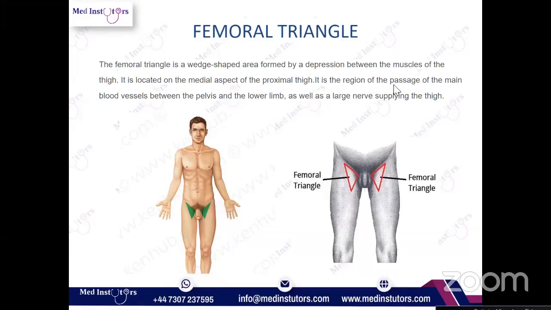It is the region of passage of main blood vessels between the pelvis and the lower limb, as well as a large nerve supplying the thigh. So this is a basic introduction. What is the femoral triangle? Again, you can see here, it is a wedge-shaped depression which is located on the medial aspect of the proximal thigh.